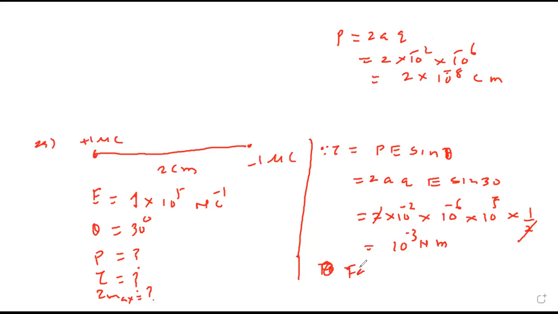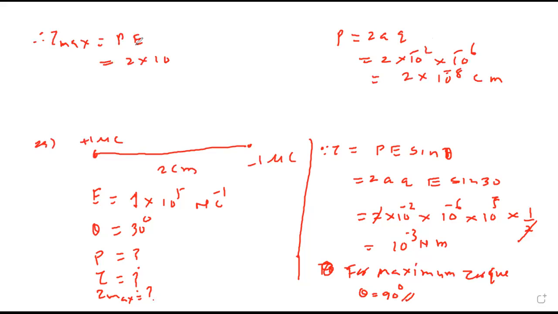Then for maximum torque, theta equals 90 degree. Therefore, torque maximum equals PE. P is 2 into 10 raised to -8. E is 10 raised to 5, which will be 2 into 10 raised to -3 Newton meter.